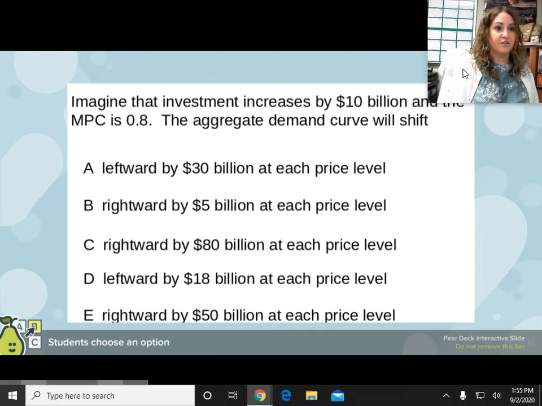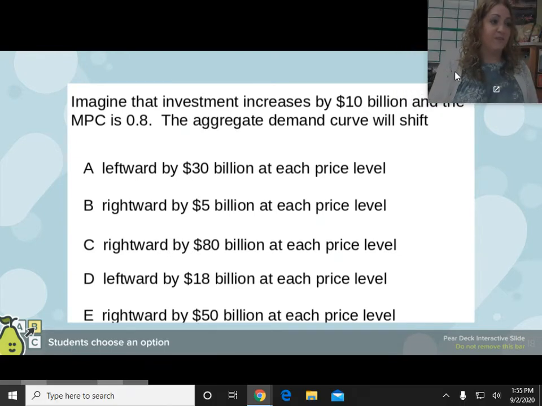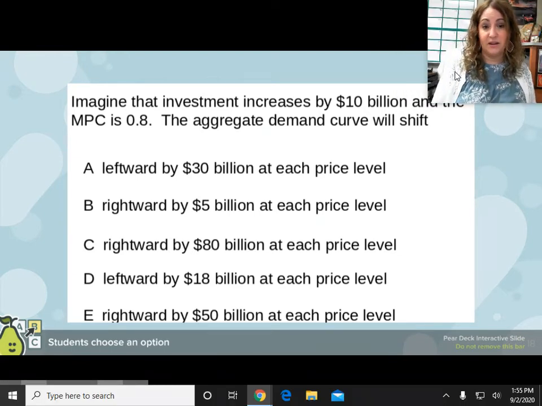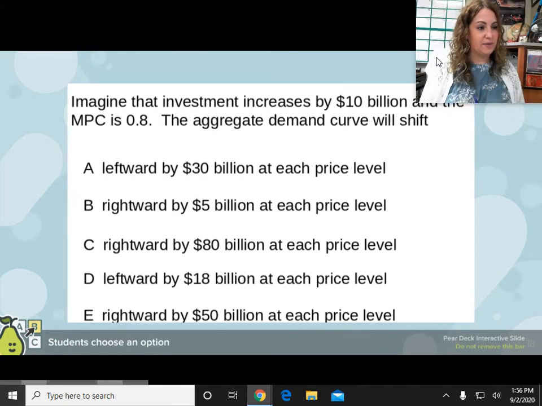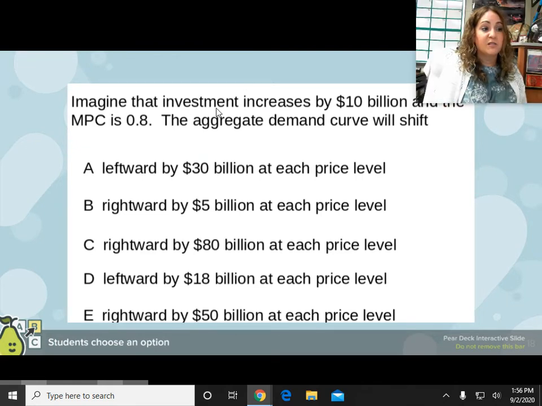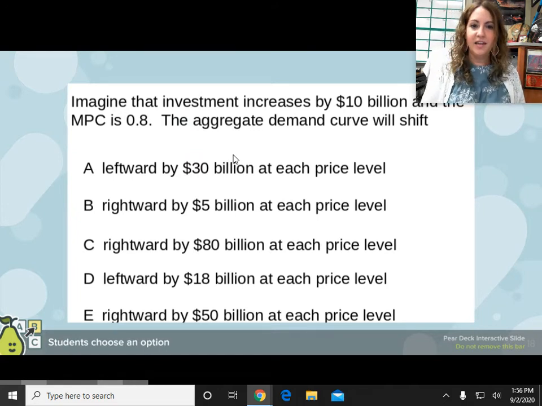And here is another type of question. Imagine that investment spending, that's I, it's still spending. It doesn't have to be government spending. Imagine that investment spending increases by $10 billion and the MPC is 0.8. We're dealing with different MPCs this time. The aggregate demand curve will shift. Before you even do any of the math, you could probably eliminate some of these answers just based on the fact that investment spending is increasing. Which direction will the aggregate demand curve shift, leftwards or rightwards? I'll give you some time and then we'll do this.